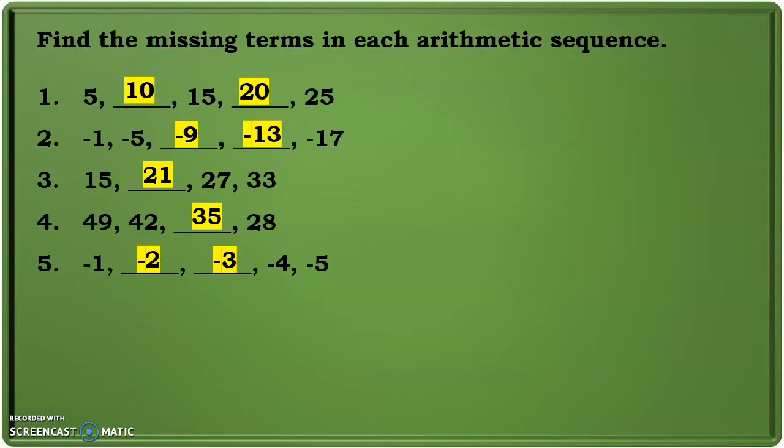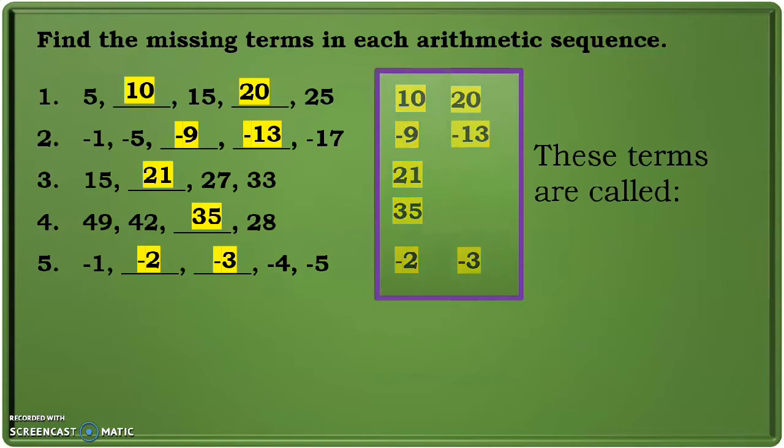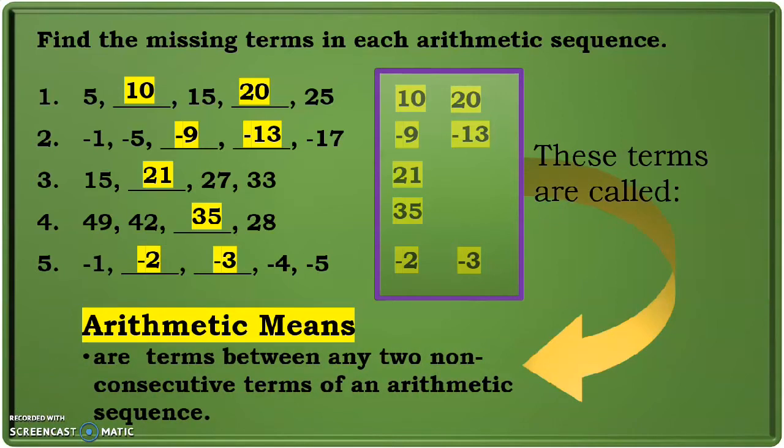Now, what do we call these numbers? The missing numbers in an arithmetic sequence are called arithmetic means. And arithmetic means are terms between any two non-consecutive terms of an arithmetic sequence.